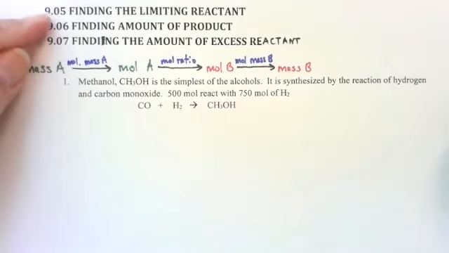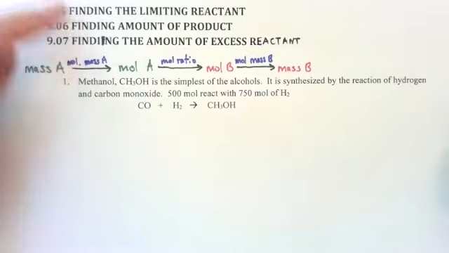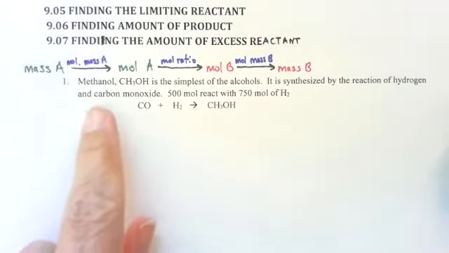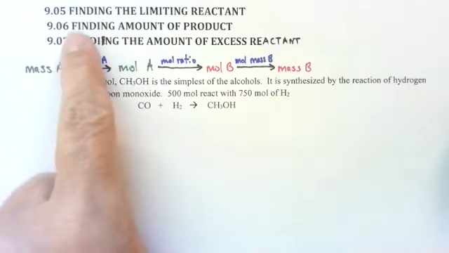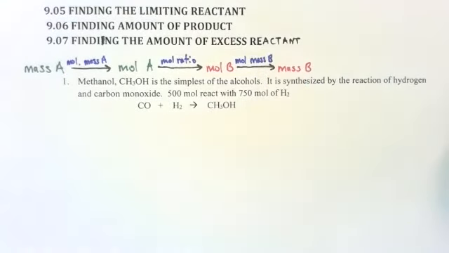So we're going to start off with 905, and I've got 2 sample problems. We're going to do this application for the 2 problems, and then in 906, we'll take the same 2 problems and apply this to it, and then we'll take those 2 problems again and finally do this. But before we get started, we have to talk about what is a limiting reactant.